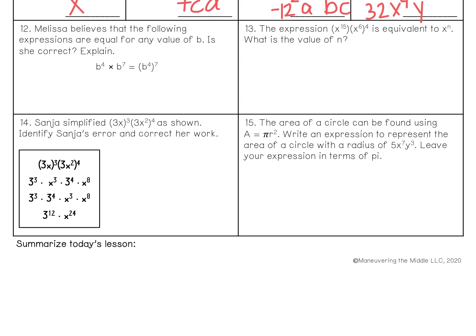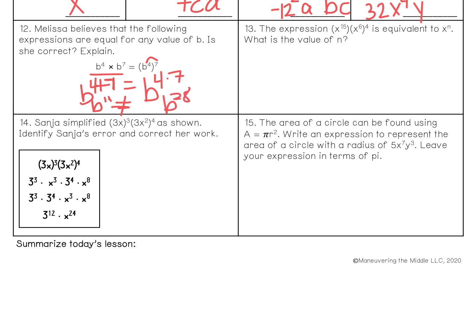Alyssa believes the following expressions are equal for any value of b. Is she correct? Well, on this first one, this is like the front. We said we had to add them. So this is 4 plus 7. And this is 4 times 7. Well, are those the same? Well, last time I checked, no. B to the 11 is not equal to B to the 28.